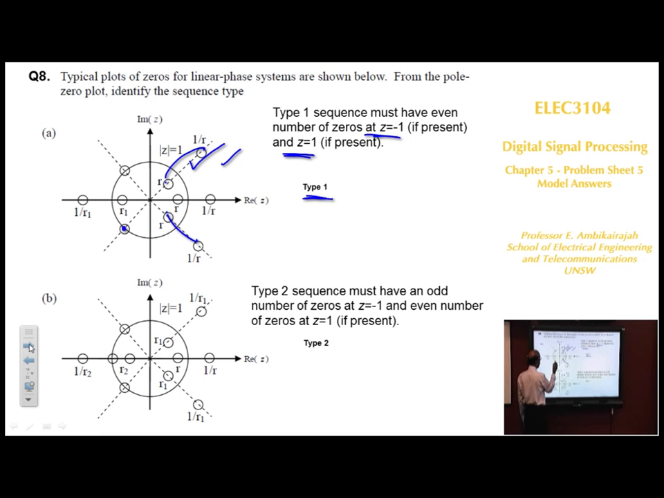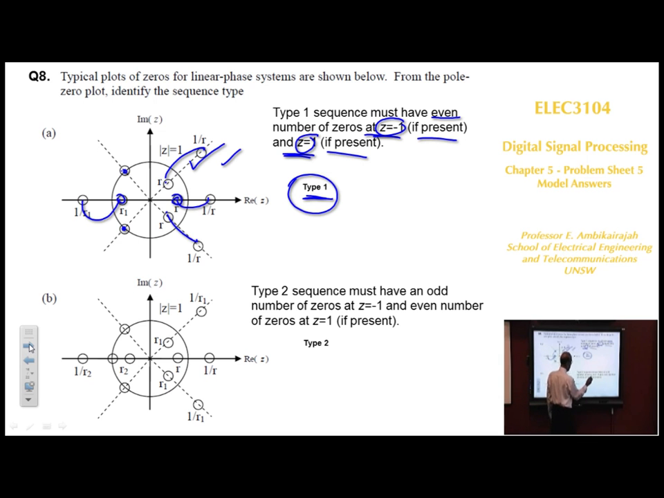So we got for linear phase the reciprocal of that, so that's done. And you have got 1 on the unit circle, reciprocal of that is 1 over 1 is 1, so that's okay. And then you got here a 0, so you must have a reciprocal of that. Here's a 0, reciprocal of that, that's fine. But there's no zeros at minus 1, 1, so we don't need to worry, because only if present, they need to have even number. If they're not present, you don't need to worry. So basically, this is a type 1. That's all we have. Identify the sequence type. It's a type 1.